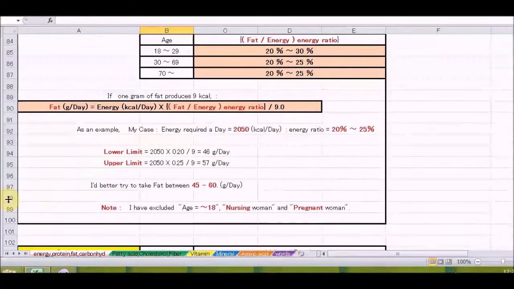So I'd better try to take fat 45 to 60. Again, I have excluded age under 18, nursing women and pregnant women.